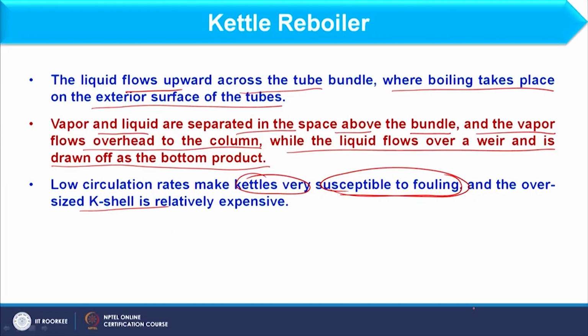So, how can I reduce the cost of the kettle reboiler? When I insert the bundle in the column only, that we also call an internal reboiler, if you remember from the last lecture. In that case the shell is not required, only the bundle is there, which is inserted in the distillation column and completely immersed in the liquid. But it has some limitations that we also discussed in the last lecture.